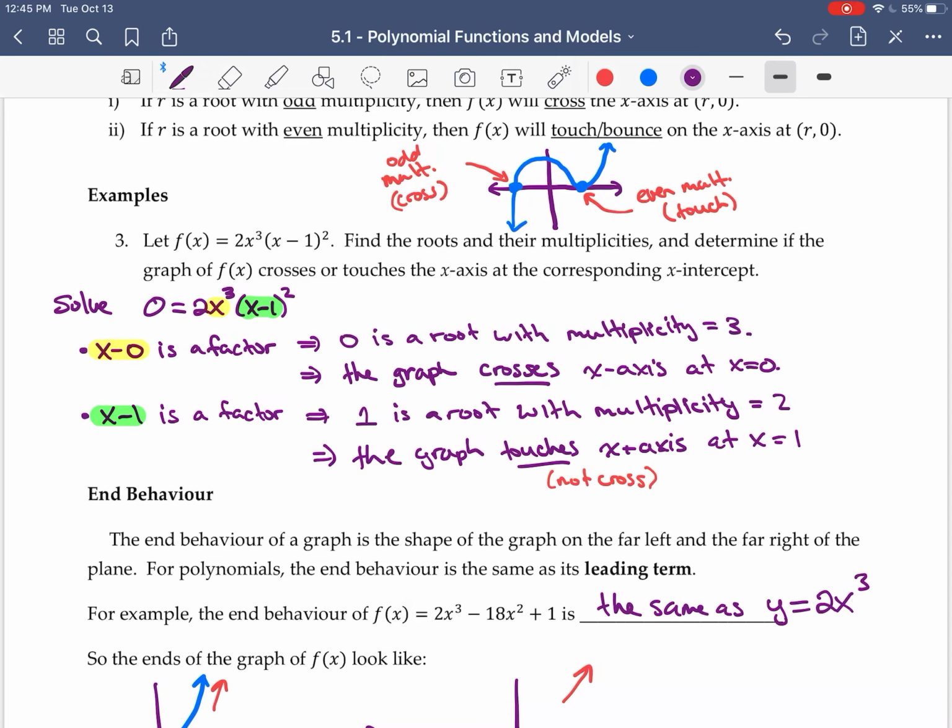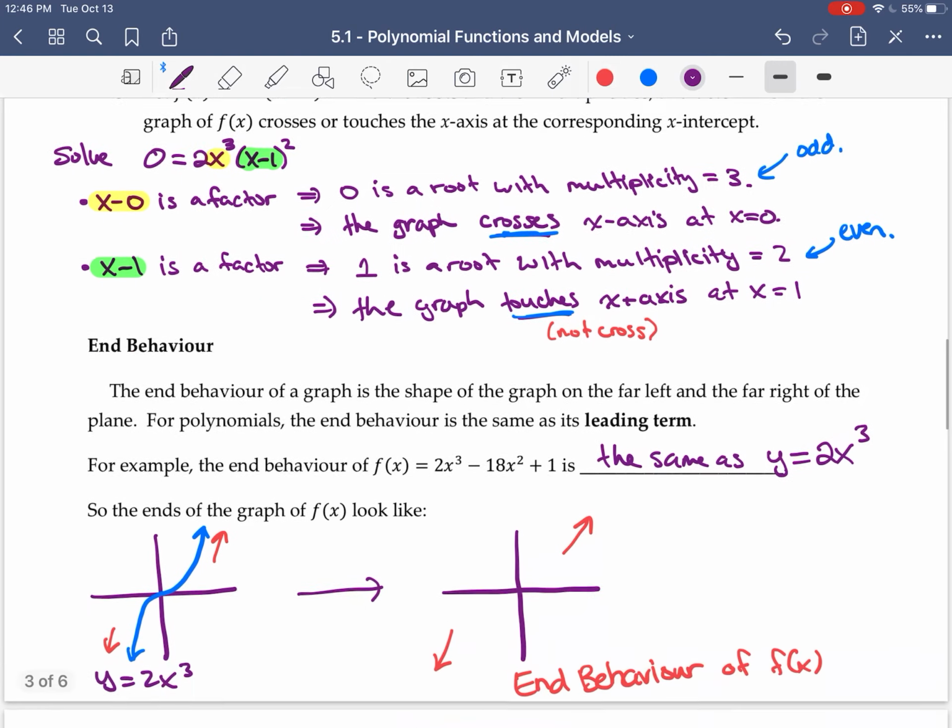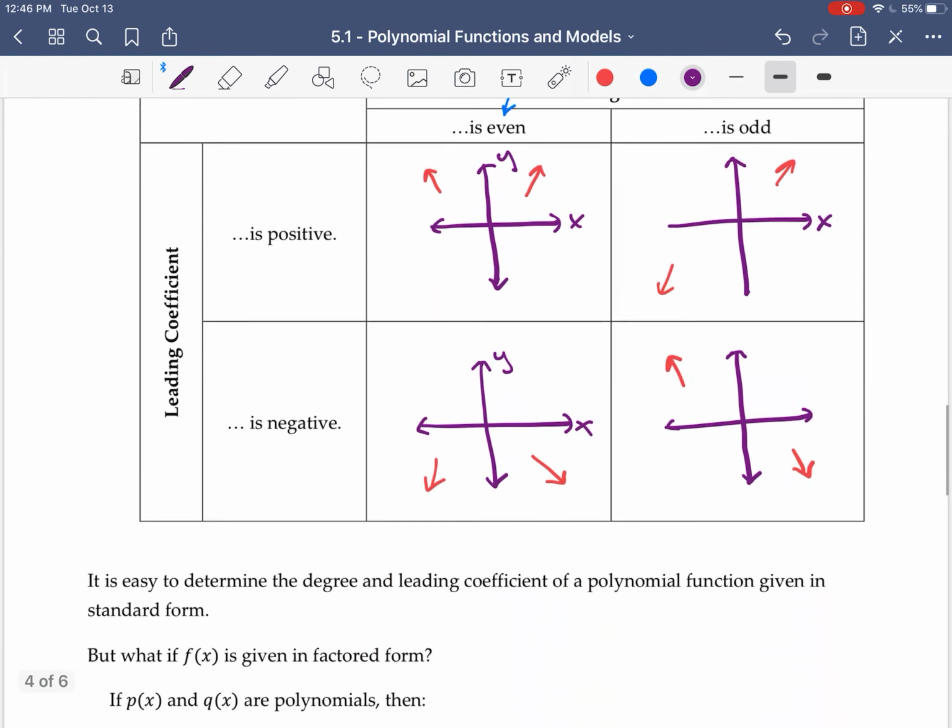So you just want to look at whether this multiplicity is odd, so that's why it crosses. This multiplicity here is even, so that's why it just touches. Okay, let's try another one.